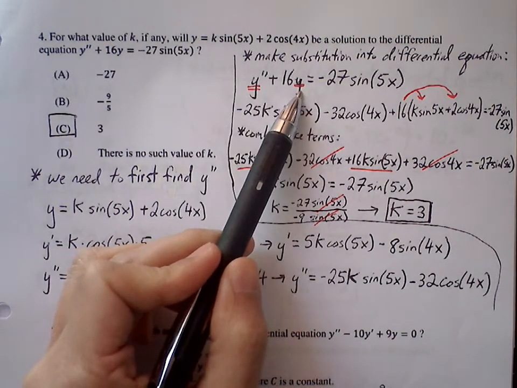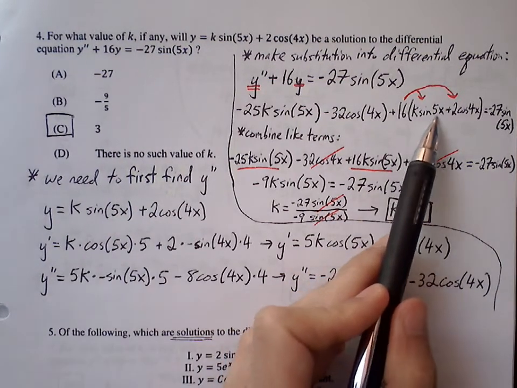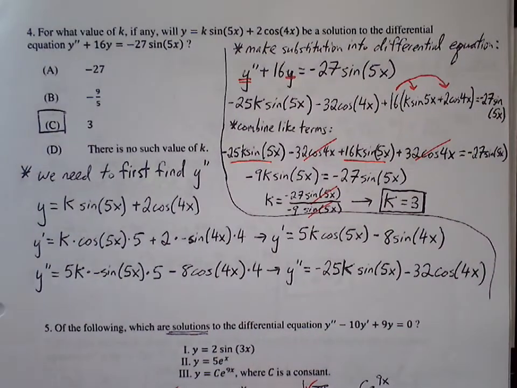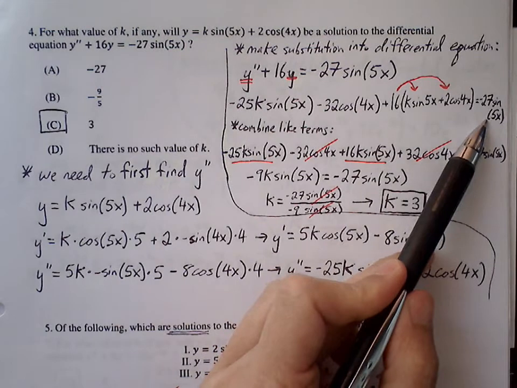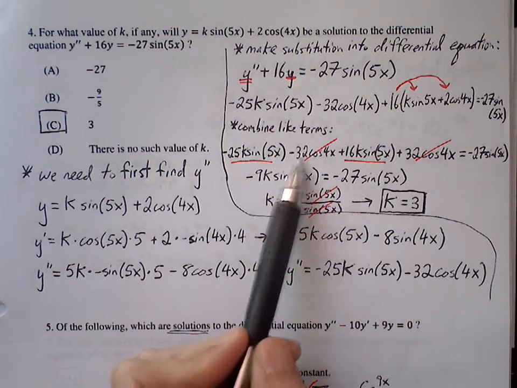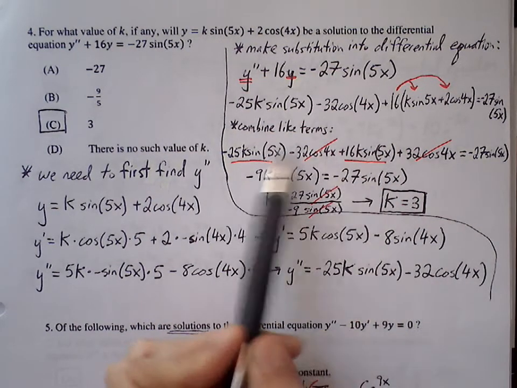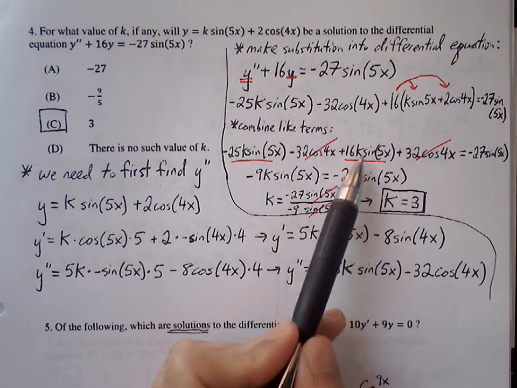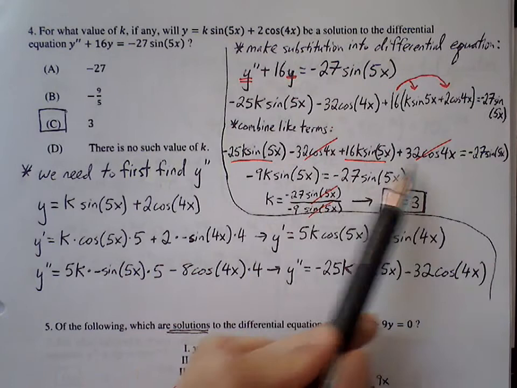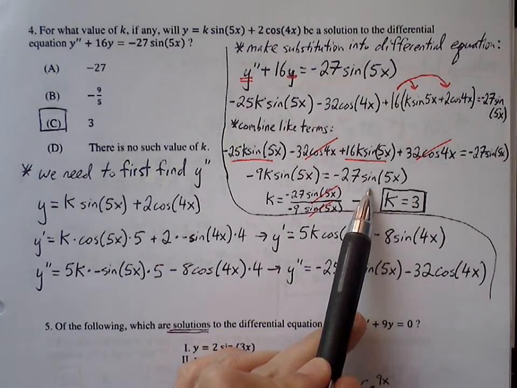With my y, I'm going to replace y with this original equation, so 16 times k sine 5x plus 2 cosine 4x. The negative 27 sine 5x just stays that way. I'm going to distribute the 16 through, combine some like terms here, and once I do that, I see my terms can combine together. So negative 25k and 16k become negative 9k. The negative 32 and 32 go away. I'm just left with this negative 27 sine of 5x.